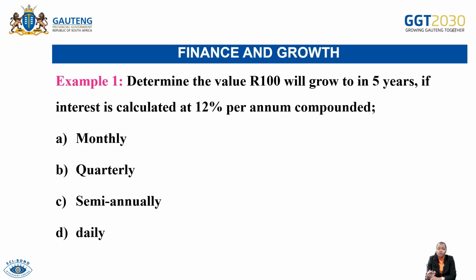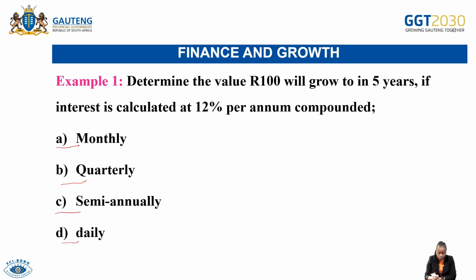Okay, so let's look at example number 1. Please make sure that you have a pencil, a pen, and your calculator, so that as I'm doing all of this, you are also doing it as well. So let's look at example number 1. It says, determine the value 100 Rand will grow to in 5 years if interest is calculated at 12% per annum, compounded A, monthly, B, quarterly, C, semi-annually, and D, daily.